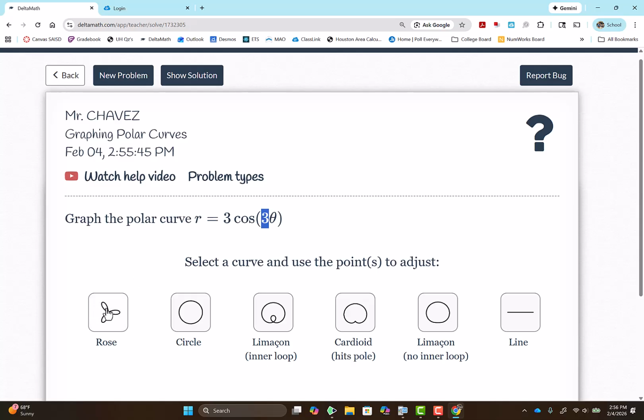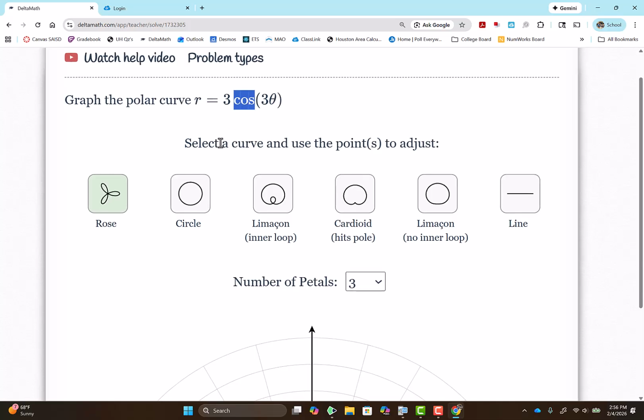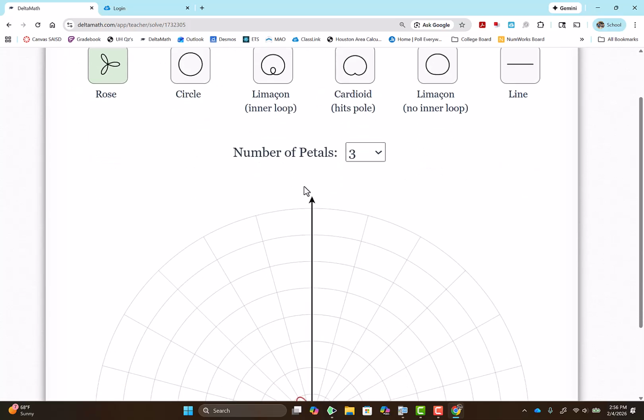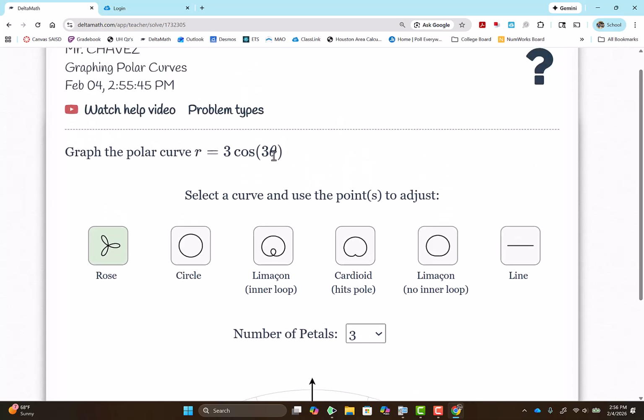So I'm going to click rose. And then what is that number in front of the theta, an odd or an even? Odd. So that means I'm going to have how many petals? 3. So you leave it alone. It's cosine, so I'm going to be symmetric on the x-axis. Choose the simplest one, and they'll do it for you. Look, there are already 3 petals. So here's what I'm going to do. I'm going to choose theta equals 0. What's cosine of 0? 1.